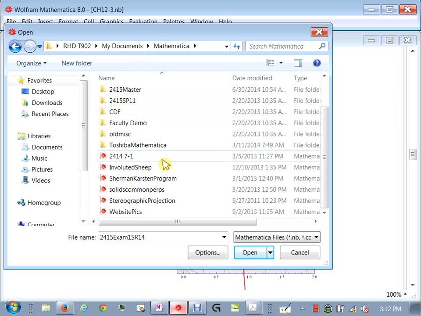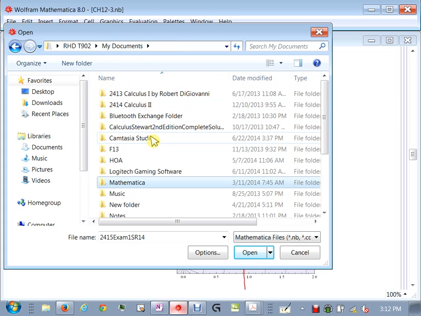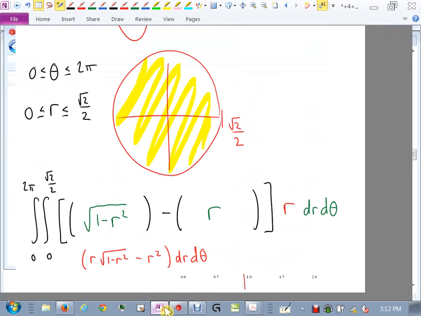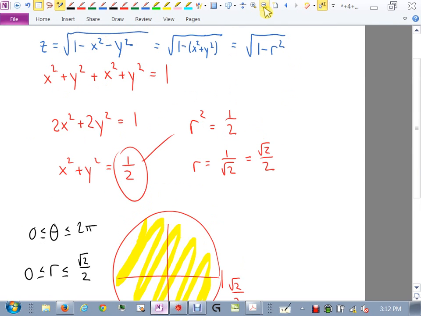Well, I wanted to show you a picture, but I can't find it. A picture of the problem that you're asking me about. Let me just show you.